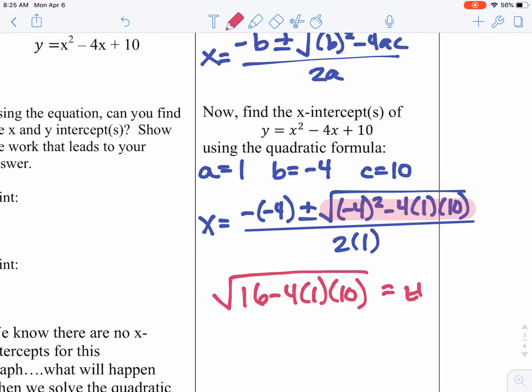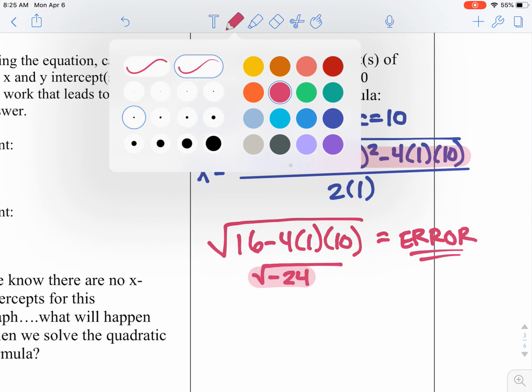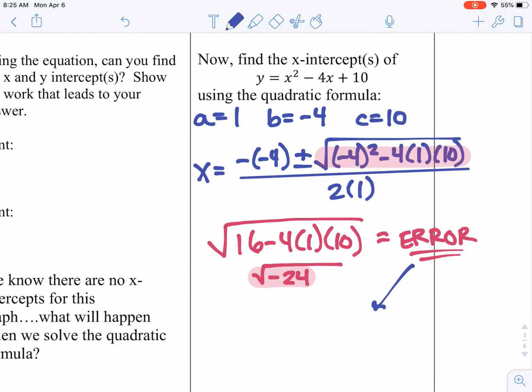And we're going to get an error because it's trying to take the square root of a negative 24, and we cannot take the square root of a negative number. So when we get an error on our calculator, what does that mean? That means we have no solutions. And that's our answer, no solutions.